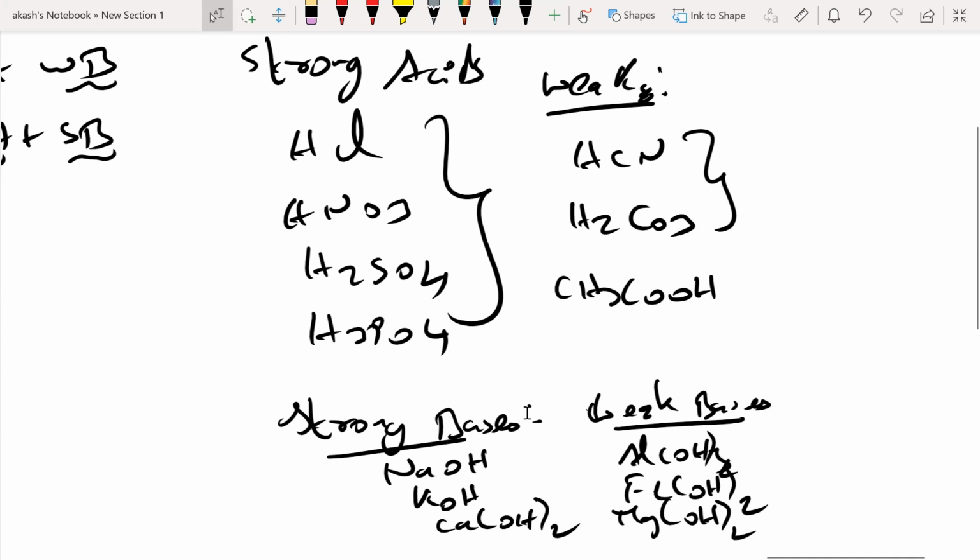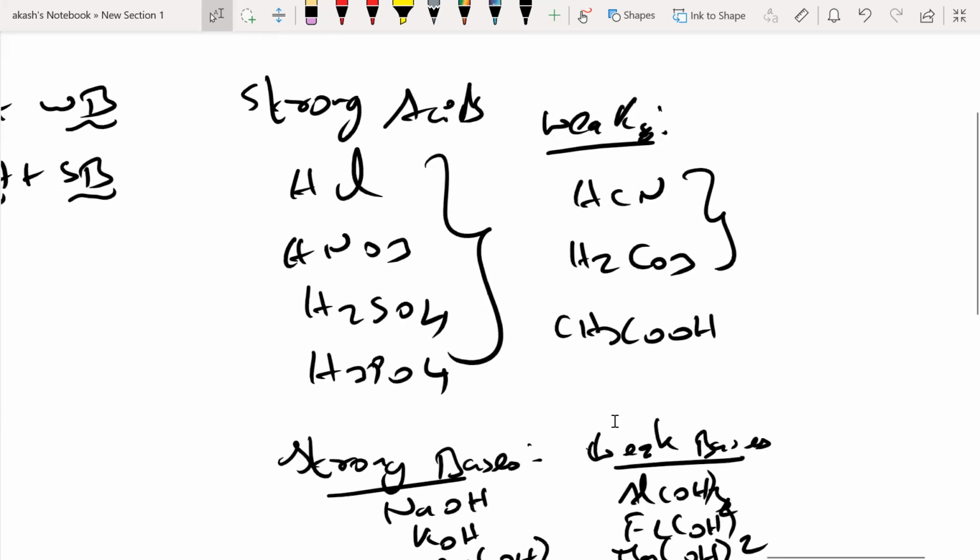Then if you go for strong bases, only 3 are strong bases. Other than that, everything is weak, right? NaOH, KOH, CsOH, all these are strong. All the other hydroxides, whatever the other hydroxide, all of them are going to be weak. Okay, right? Fine. So this is where we stopped last class.